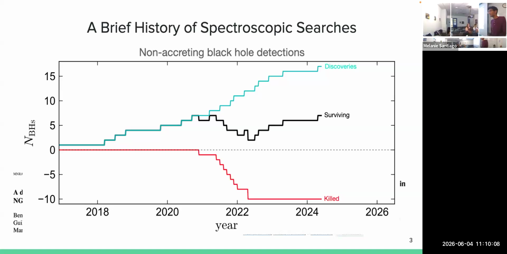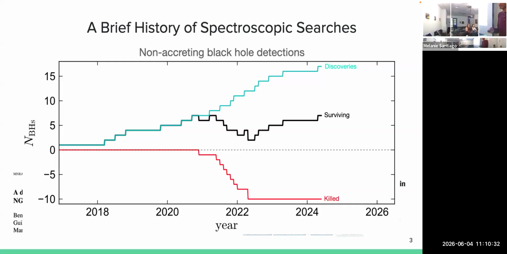So my advisor has been notoriously called the black hole killer, and he's responsible for some of these candidate deaths. But as you can see, starting in 2021, this trend line of surviving candidates started decreasing. More candidates were being killed than were being discovered, and so it was approaching zero, which is a bad thing for the field. And you see there's a turnaround at around 2023, which is amusing.